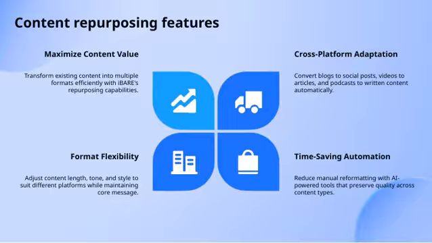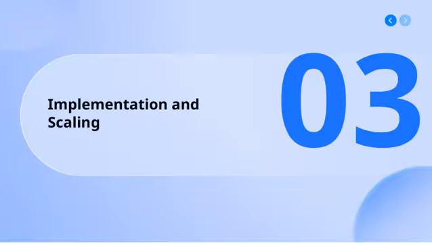Then there's format flexibility. You can easily tweak the length, tone, and style of your content to match different channels, all while keeping the core message intact. Whether it's a short social update or a detailed article, you can customize without losing the essence. And finally, the time-saving automation. Thanks to AI-powered tools, much of this reformatting happens automatically, saving you hours of manual work and ensuring consistent quality across all your content types. Overall, these features empower you to get more value out of your content, save time, and stay adaptable in a fast-paced digital world.